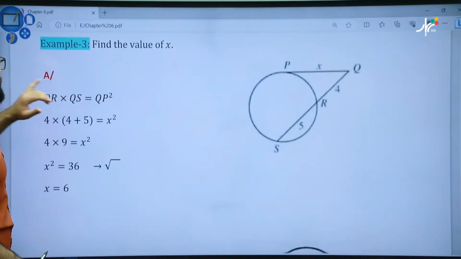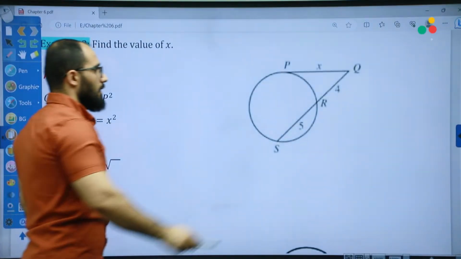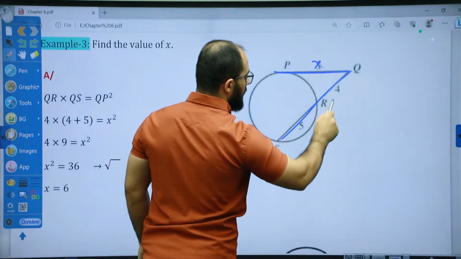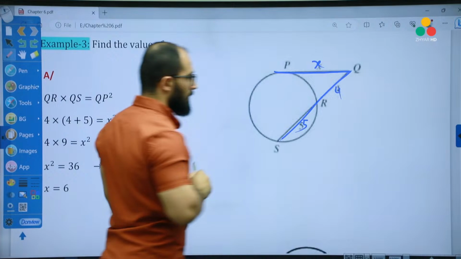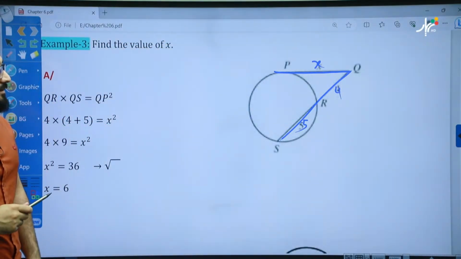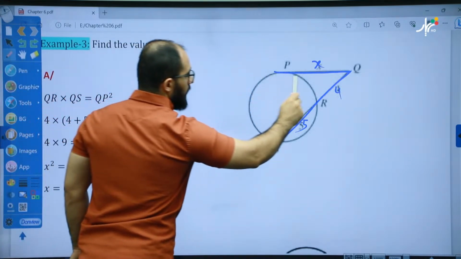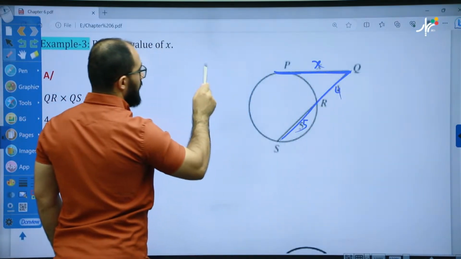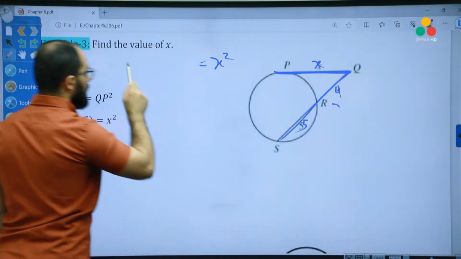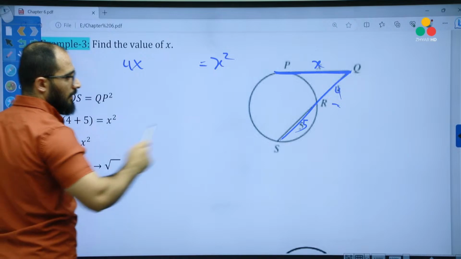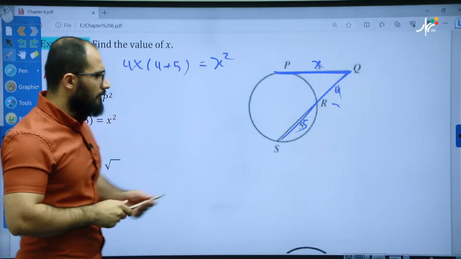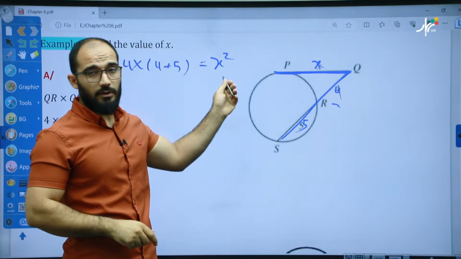We have example 3. It says find the value of x. We have the tangent PQ and the secant. This is x. We have 4 and this segment is 5. We want to find the value of x. The unknown part here is the tangent. It's always power 2. Then 4 times, be careful, 4 plus 5. You cannot say 4 times 5 is equal to x squared.